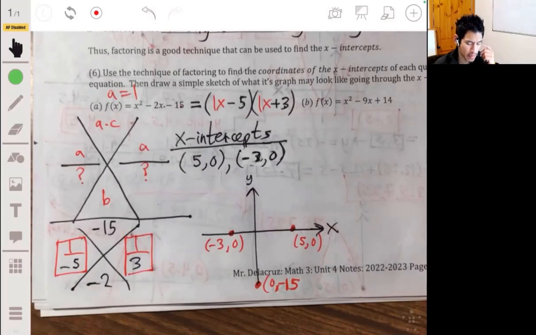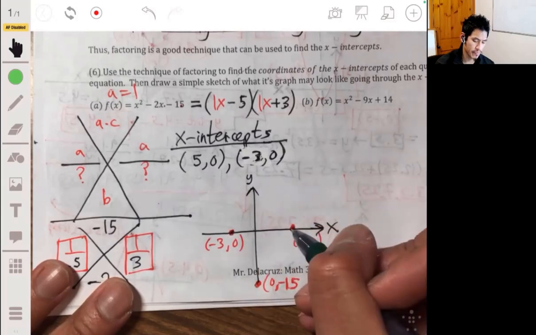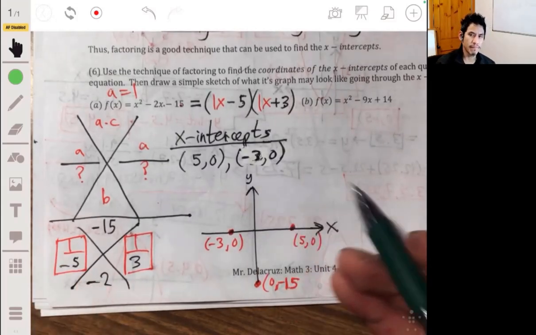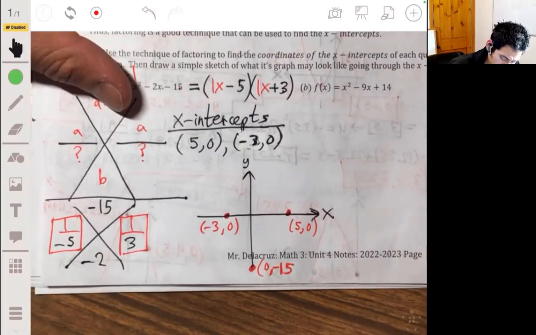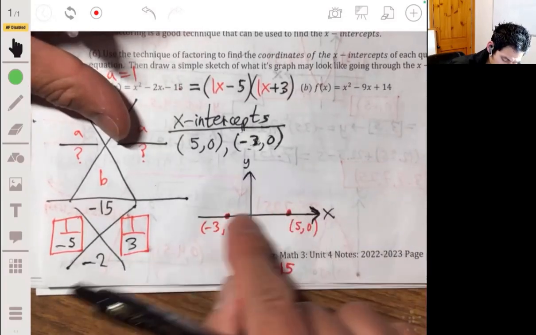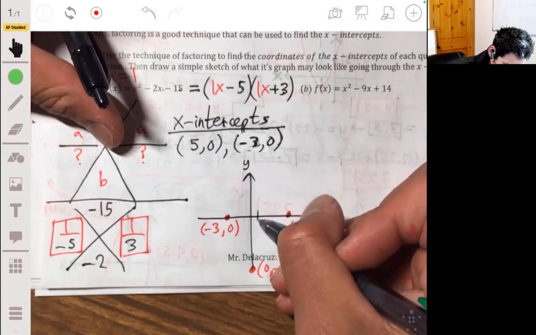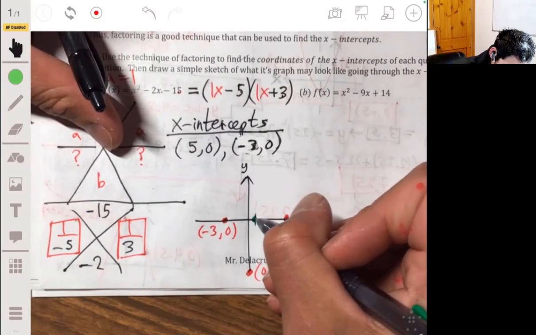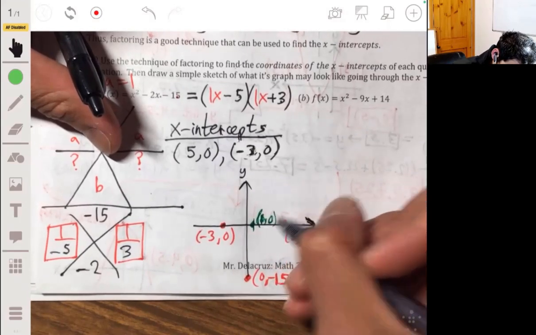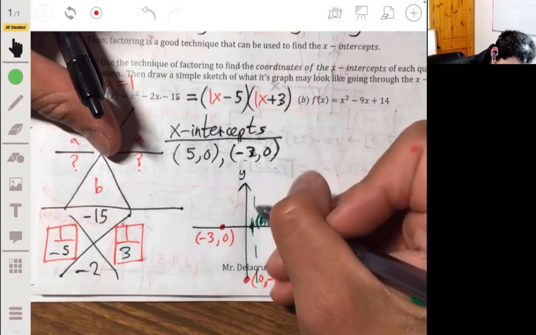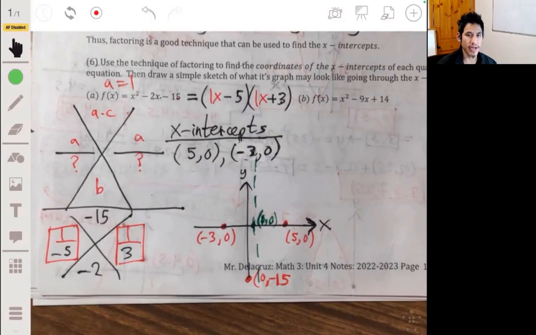But wait, there's more. Don't use this as the vertex. Remember, the vertex is going to be in the middle of the two x-intercepts. Let me just teach this to you now, because it makes the most sense. If you split this in the middle, the point that's right in the middle of negative 3 and 5 is actually 1. It's actually the point 1, 0. And that's where the line of symmetry is going to go. It's at 1 because 1 is 4 away from negative 3 and 5.